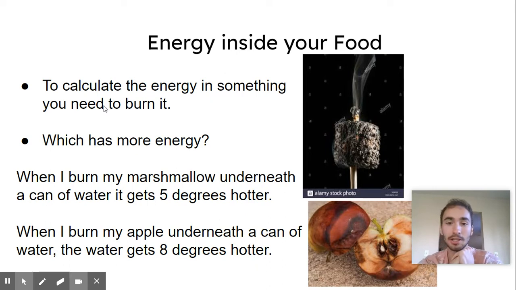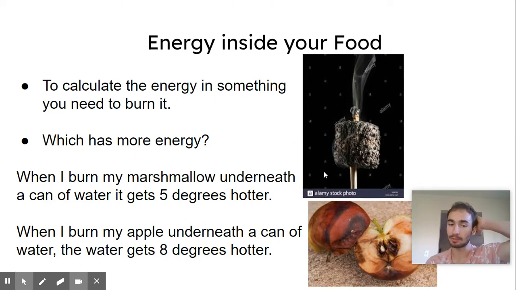First one, energy inside your food. So to calculate the energy in something, you need to burn it. That's what scientists do. They'll basically burn it underwater because water is like a good standard they can set for all food. So let's say I burn my marshmallow, and it looks like this after.